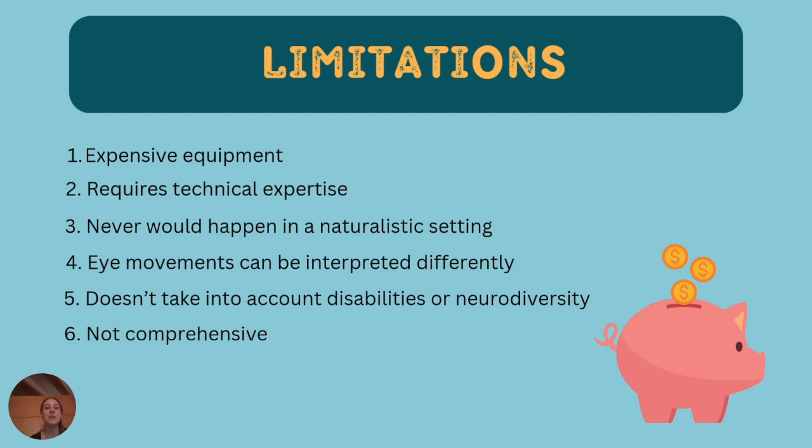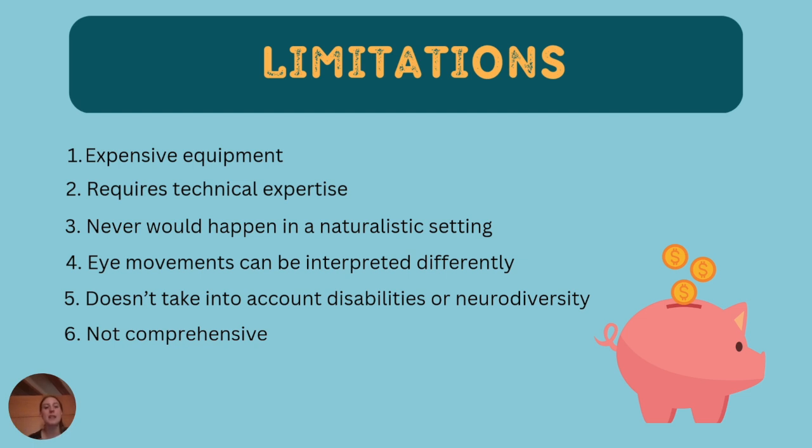Eye movements can be interpreted differently. So, even though this is objective in the sense that it's telling you how long they're looking at the word and which word they're revisiting, the eye movements, it's not directly telling us what's happening to them cognitively. We're making a guess based on their eye movements, what's happening cognitively, but it's not like we know that for sure.